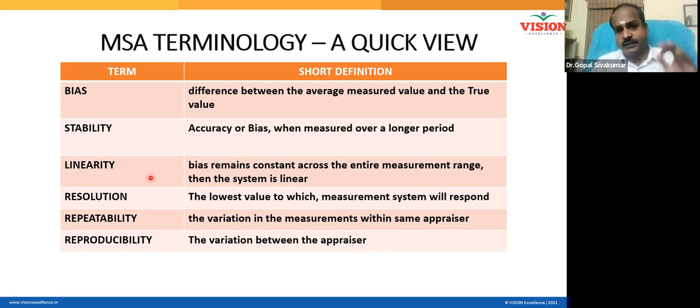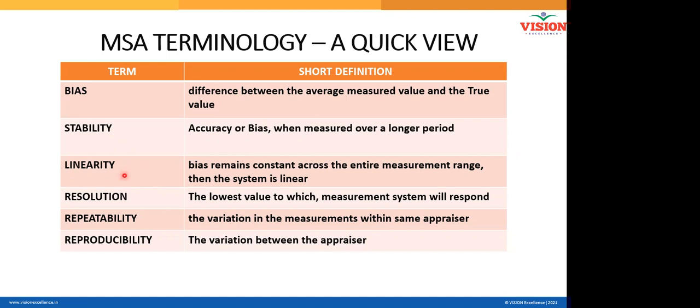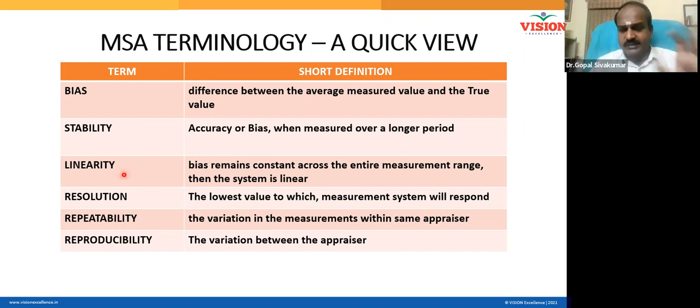And so if you are able to maintain that bias as constant in the measuring range, then you are linear. Otherwise, the problem is, you can't calibrate your gauge and then your readings can never be accurate. So bias, stability, and linearity are components of accuracy. If the bias is 0, if your readings are stable, if your readings are linear, then your readings can be accurate.